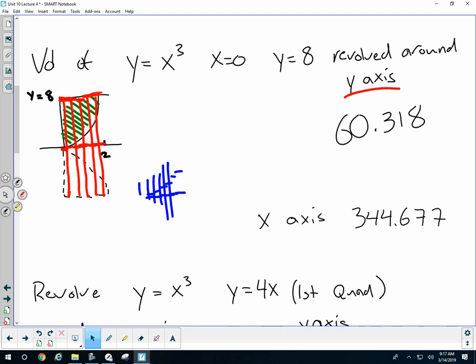Now, here are my blue cylinders. These would be giving us the volume of the hole. All of these radiuses are now changing. I have a curve as the top and the bottom again being 0. So what would be the radius of my blue cylinders? Just x cubed minus 0. That's it.